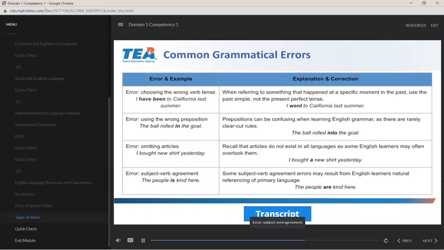Error: subject-verb agreement. Example: the people is kind here. Explanation: some subject-verb agreement errors may result from English learners' natural referencing of their primary language. Correction: the people are kind here.